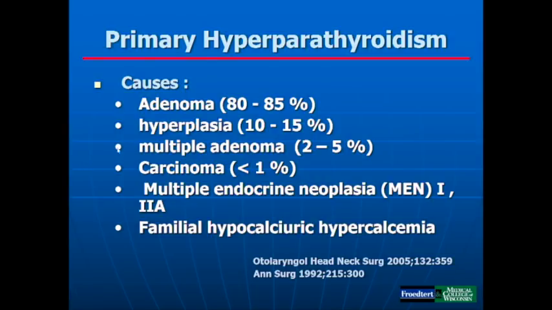And the most common cause is the presence of adenomas. 80 to 85% of the patients with primary hyperparathyroidism are going to have adenomas, well-established lesions. A smaller percentage can be related to hyperplasia or multiple adenomas, most of the time double adenomas, and a very small percentage of cases can be related to carcinomas. The vast majority of the patients with primary hyperparathyroidism have the form that is called sporadic.